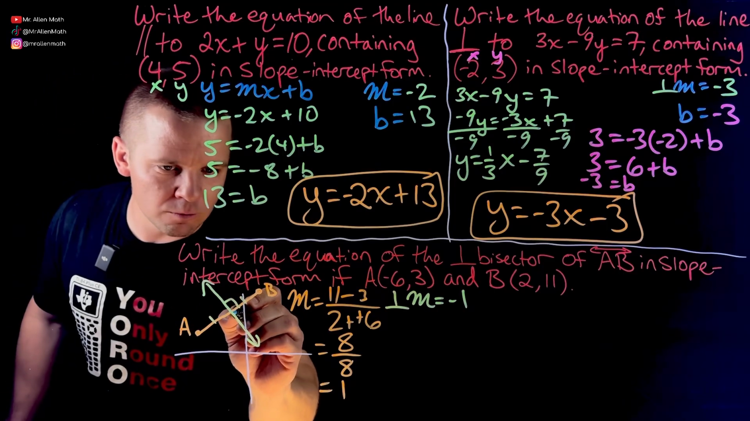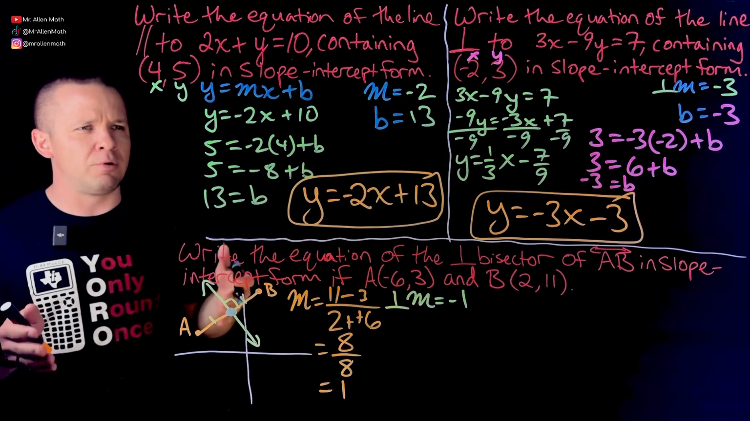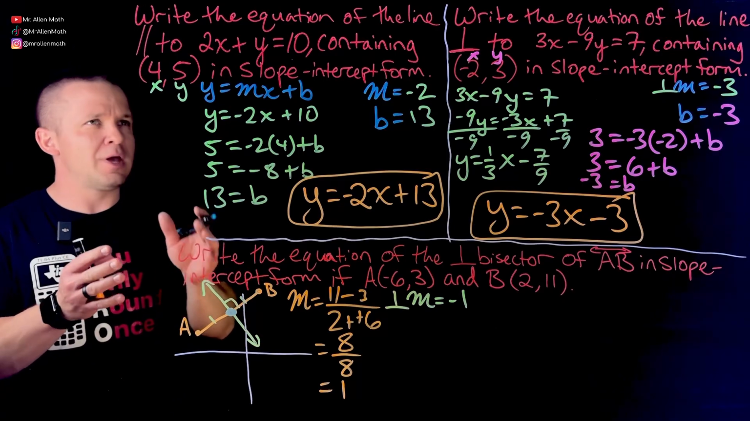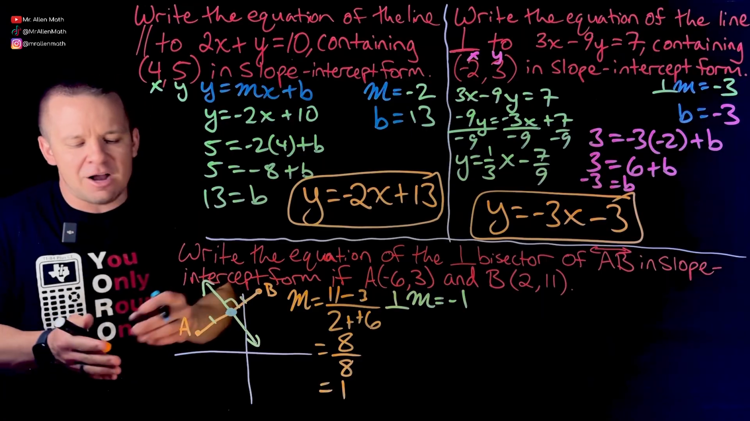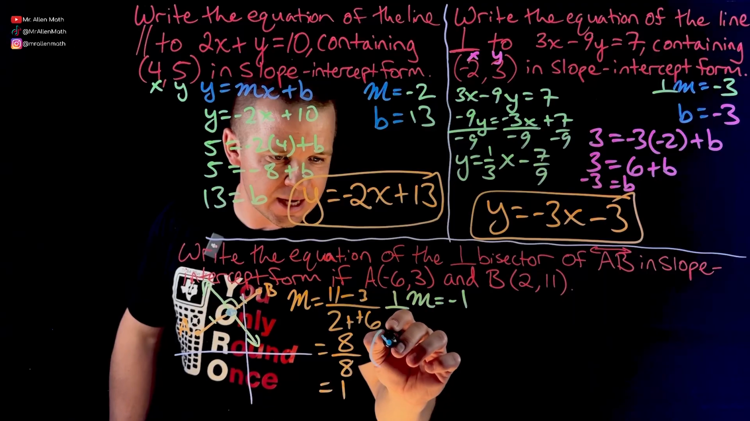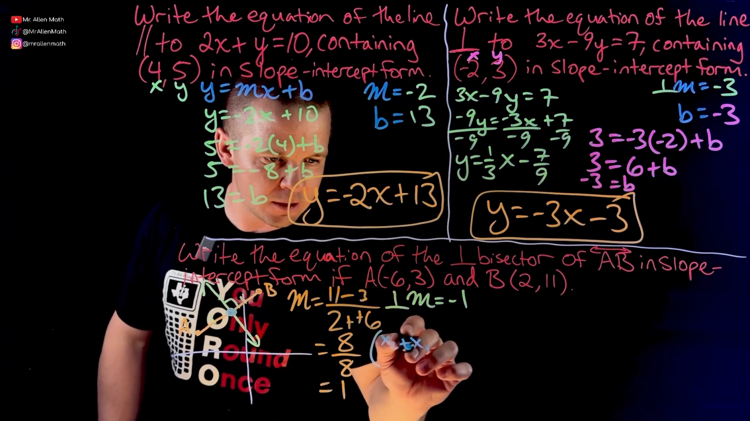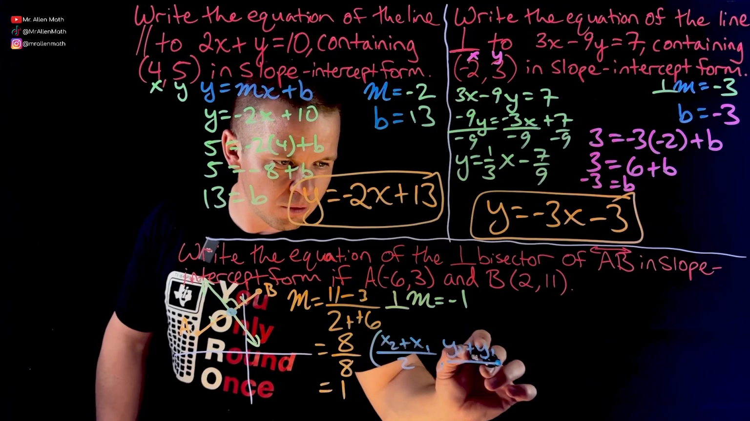I'm going to put that in blue here, and we'll do the work in blue. So that is going to be my point that I'm looking for. What is the midpoint formula? It's x2 plus x1 over 2, comma y2 plus y1 over 2. I feel like sometimes it's a bit much to remember. I'll write it down for you guys. It is x2 plus x1 over 2, comma y2 plus y1 over 2.